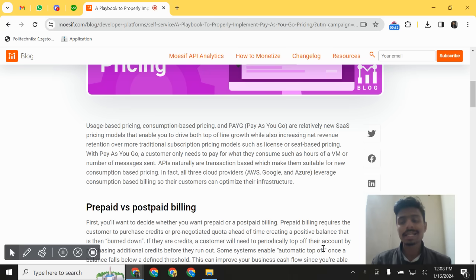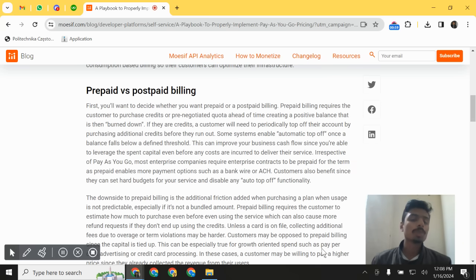Unlike pricing models such as license or seat-based pricing, with pay as you go a customer only needs to pay for what they consume, such as hours of a VM or a number of messages sent. Send APIs naturally are transaction based, which makes them suitable for consumption-based pricing. In fact, all three cloud providers, AWS, Google, and Azure, leverage consumption-based billing so their customers can optimize their infrastructure.